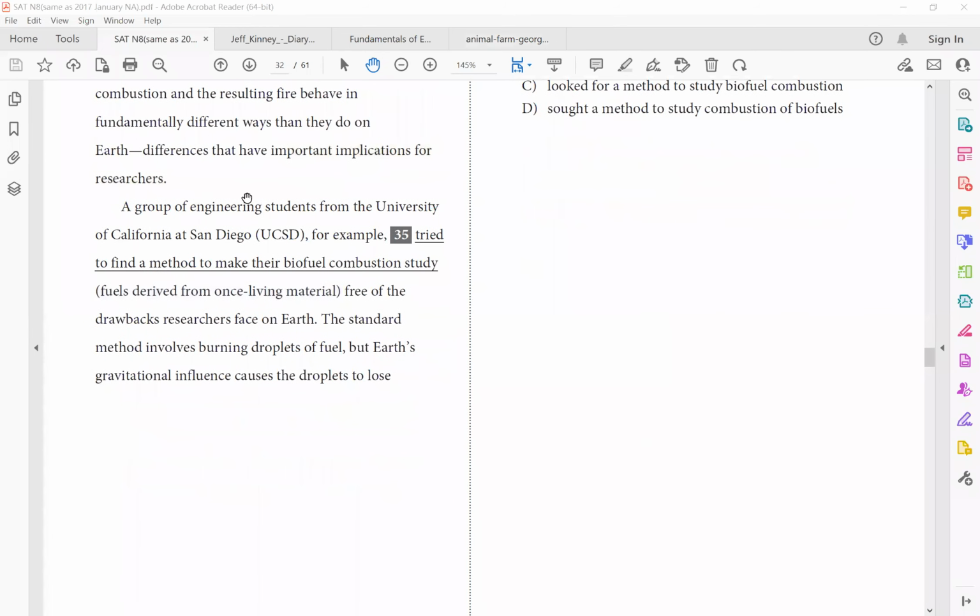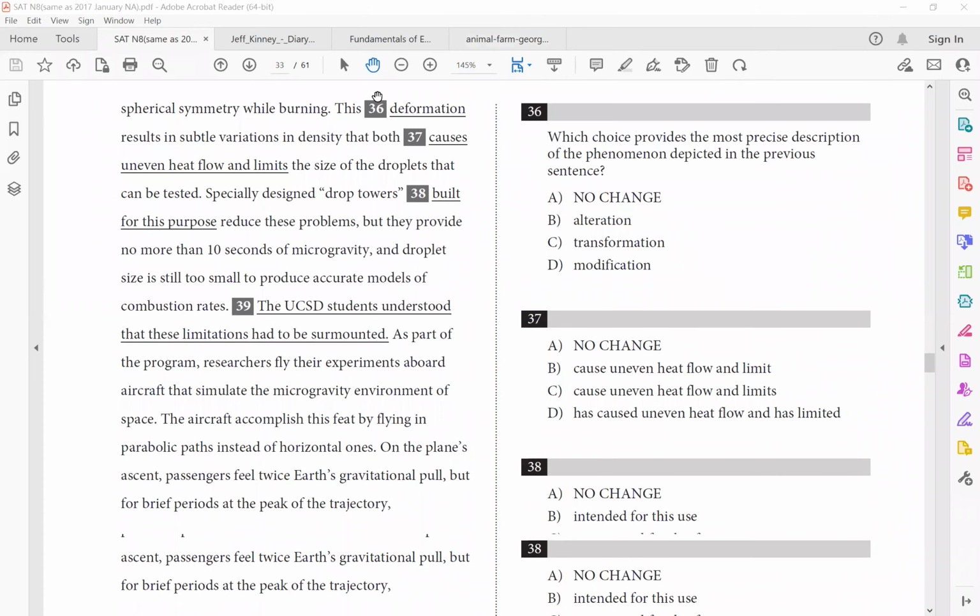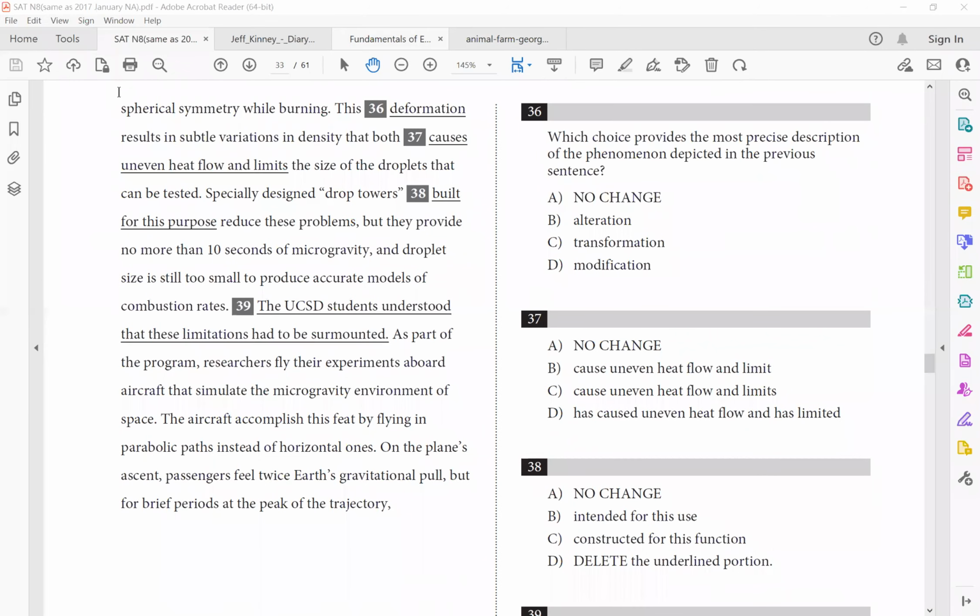Anyway, we see that this is a research context, right? So they start to do the test. The method involves burning droplets of fuels, but Earth's gravitational influence causes the droplets to lose spherical symmetry. So losing spherical roundness is the problem due to gravity. Whenever there is a problem, we know there is going to be a solution, right?